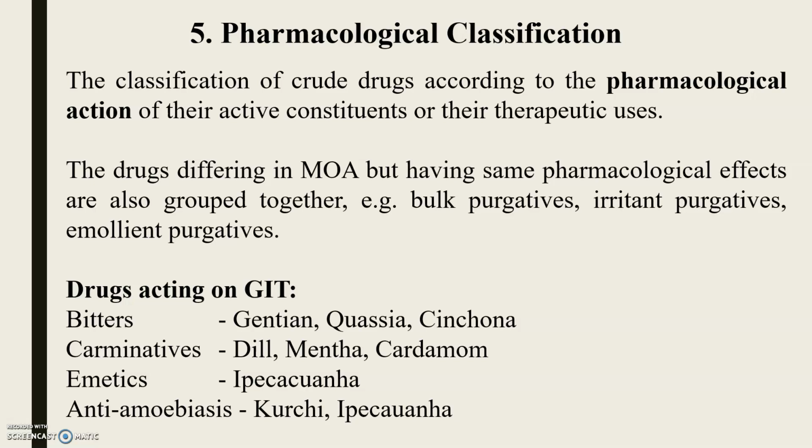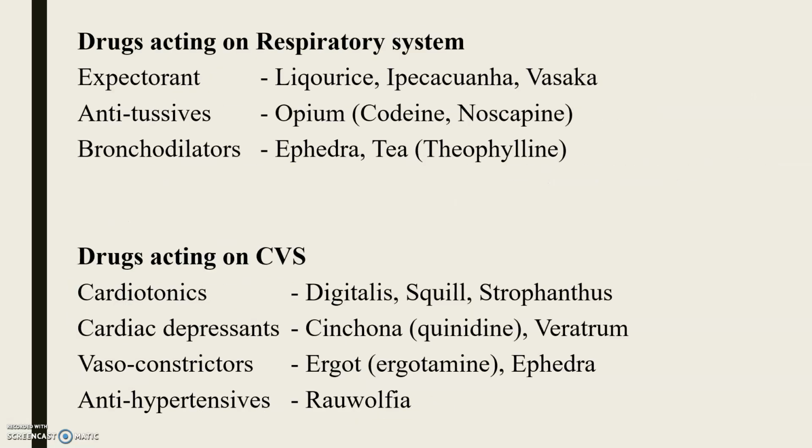For example, drugs acting on the GI system. First category is bitters, second carminatives, third emetics, and fourth anti-amoebiasis. In the bitter category, it includes the drugs gentian, quassia, cinchona, and in the carminative category, it includes dill, mentha, and cardamom. Likewise, in emetics, ipecacuanha, and in amoebiasis, curcumin and ipecacuanha, and so on.